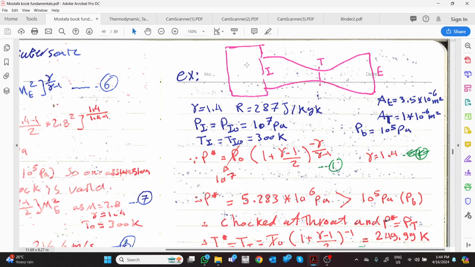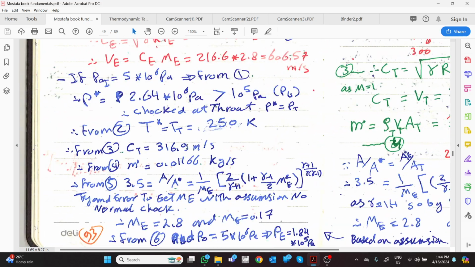Another assumption: if the pressure in the tank is reduced to 5 multiplied by 10 to the power 6 Pascal, we need to repeat the same. Yes, P star is like this, bigger, so there is a shock at the nozzle. Then we calculate C at the throat, same mass flow rate, it's okay.